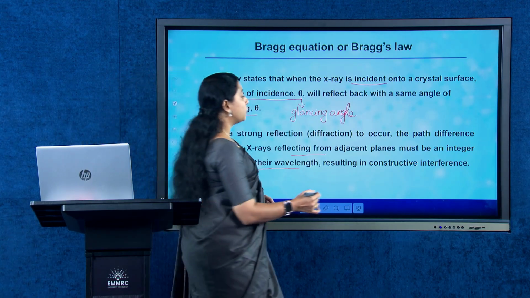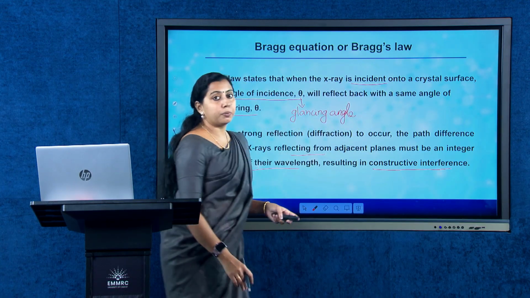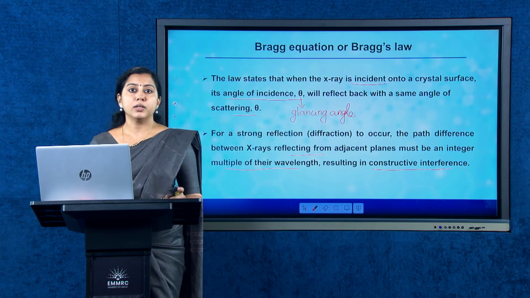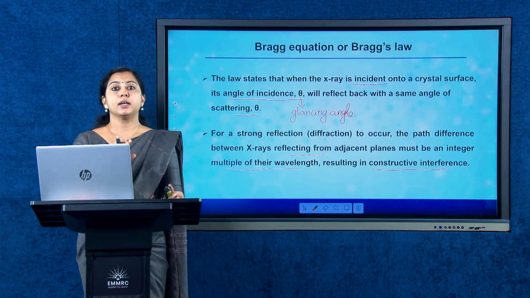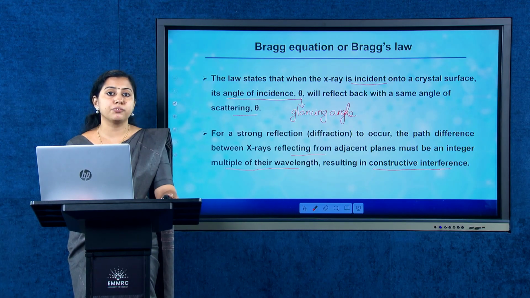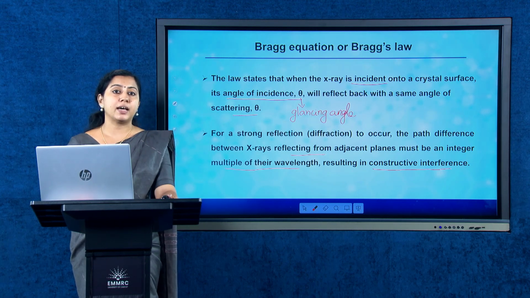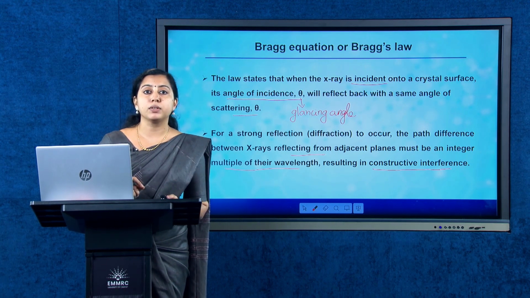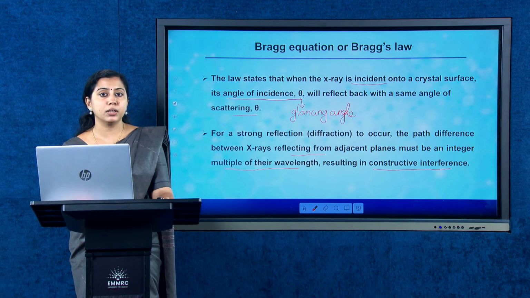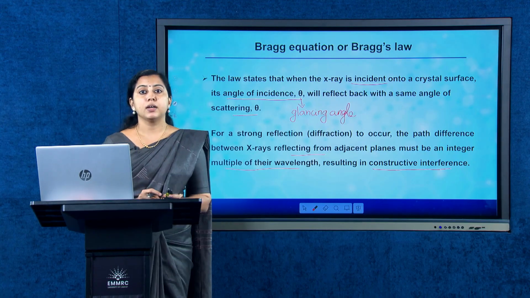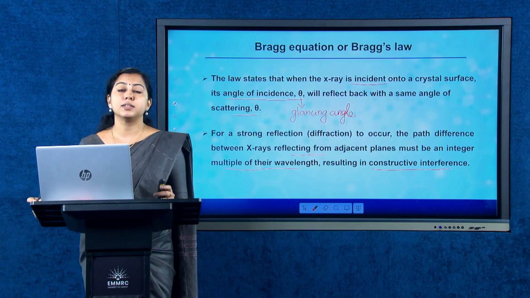resulting in a constructive interference. As I said earlier, constructive interference means the waves will be in phase contributing to maximum intensity. Okay. So, Bragg's law mainly depends on these 2 points: when X-ray is incident onto a crystal surface, its angle of incidence theta will reflect back with the same angle of scattering theta, and for a strong reflection or diffraction to occur, the path difference between the X-rays must be an integer multiple of their wavelength lambda, resulting in a constructive interference.